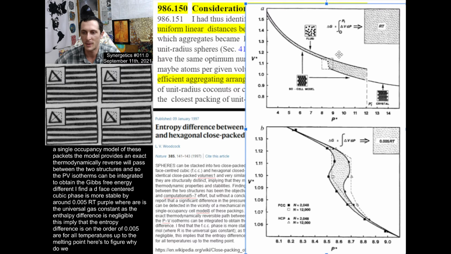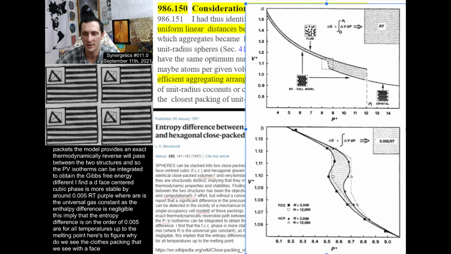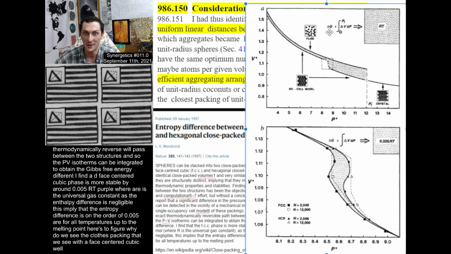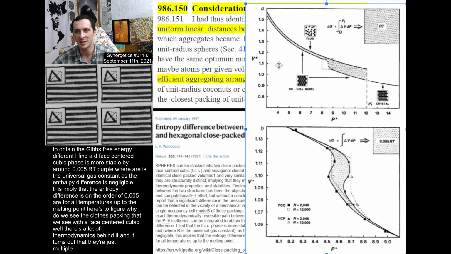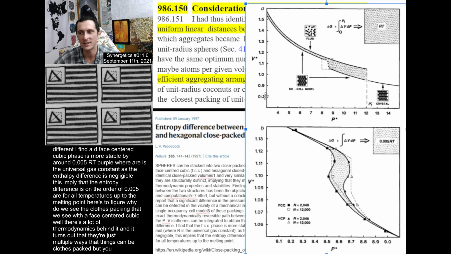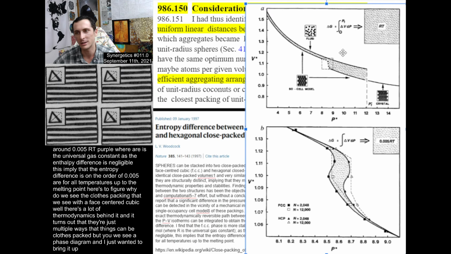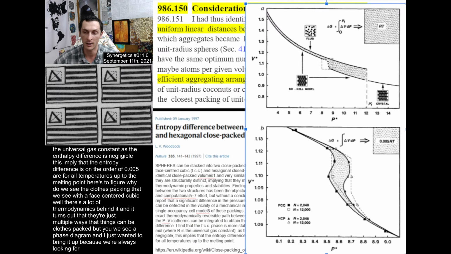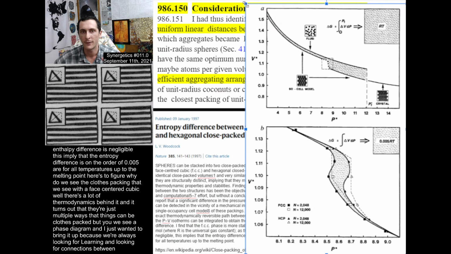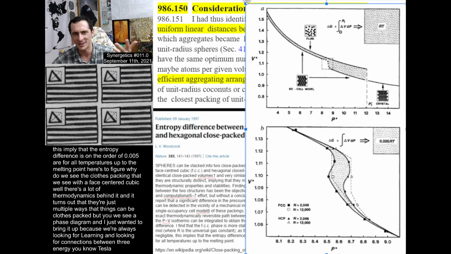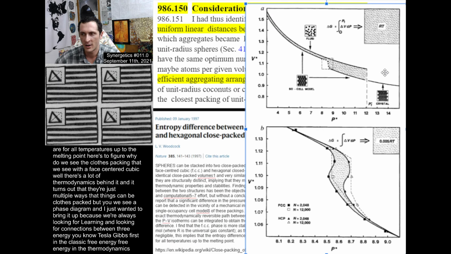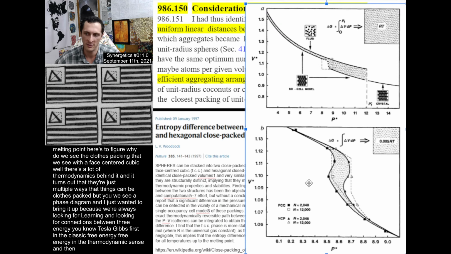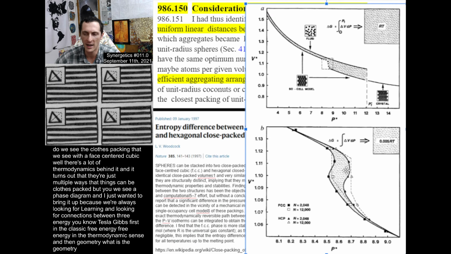Why do we see the close packing that we see with a face-centered cubic? Well, there's a lot of thermodynamics behind it, and it turns out that there's just multiple ways that things can be close packed. But here we see a phase diagram, and I just wanted to bring it up because we're always looking for connections between free energy, Tesla, Gibbs, Friston, the classic free energies, free energy in the thermodynamic sense, and then geometry. What is the geometry of free energy, and why do cannonballs pack the way they pack?